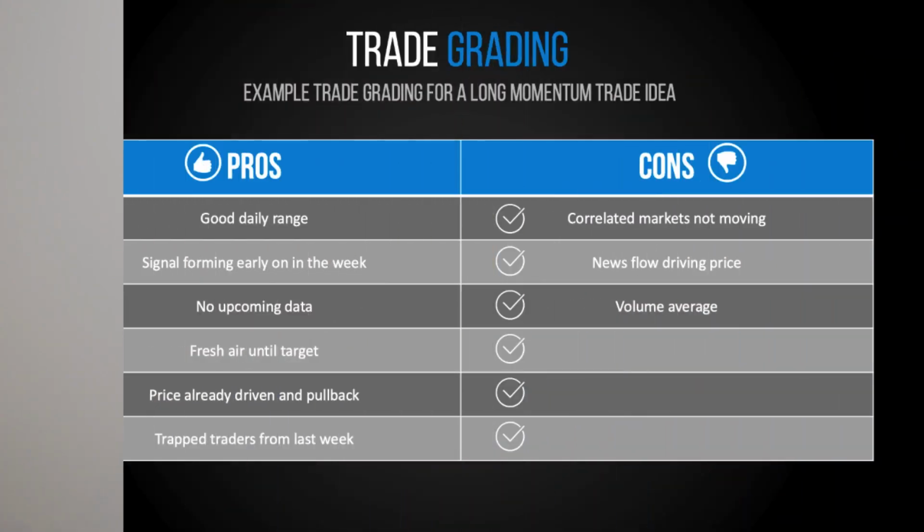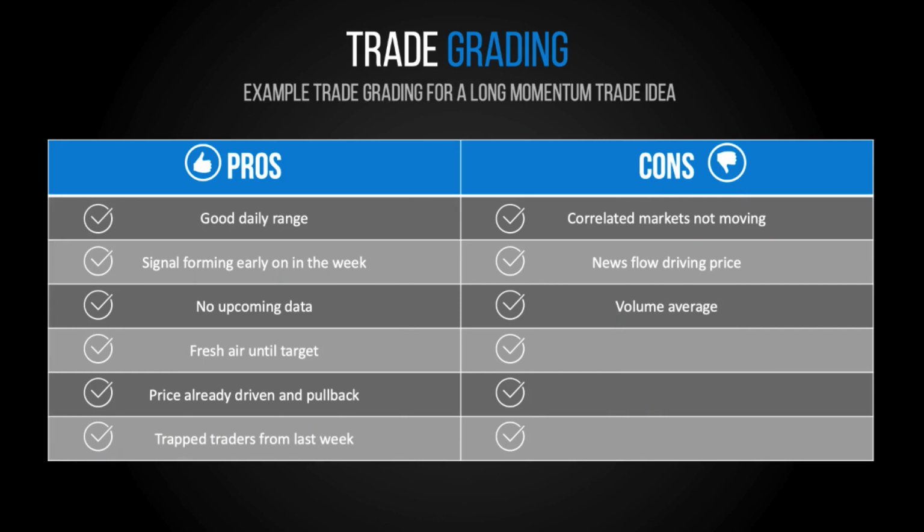So, trade grading. Let's have a look at some example trade grading for a long momentum trade idea. Just picking the long momentum, obviously flip on its head for short. And we'd adjust this obviously if it was our exhaustion trade or something a little bit different.